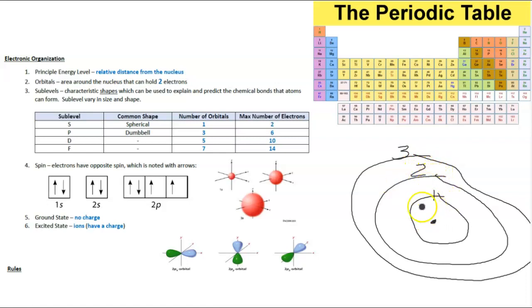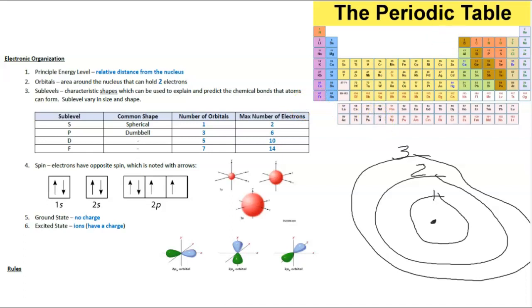Each one of these principal energy levels corresponds to a row on the periodic table. All right, and they just really tell us how far the electrons are from the nucleus of the atom. And within each one of these energy levels, we have sublevels. All right, so that's actually number 3. The sublevels that we talk about on the periodic table are within each energy level, we have different sublevels.